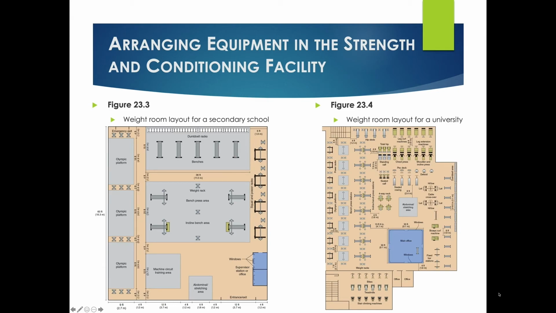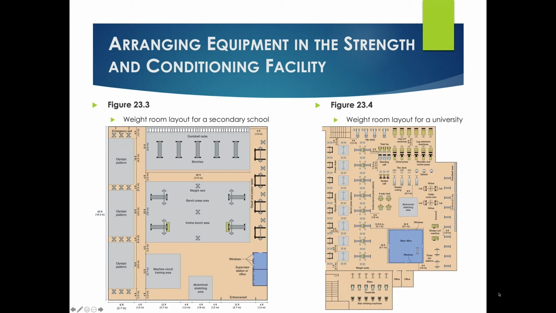So here are 2 examples, one weight room for secondary school and one for university. Of course, university is going to be much bigger because you have a lot more athletes coming in, but also as a strength and conditioning coach, you're able to watch more athletes. In college, it's one coach per 20 athletes, whereas in high school, it's one per 15.